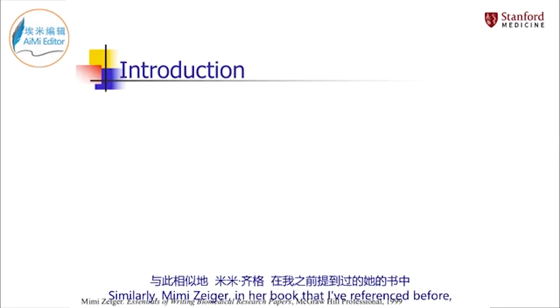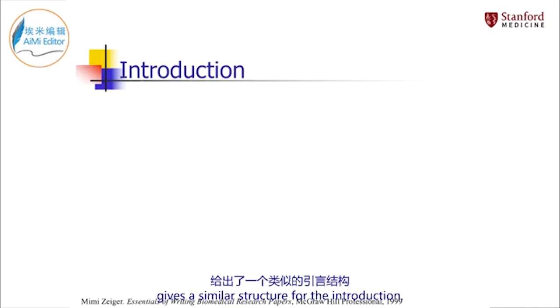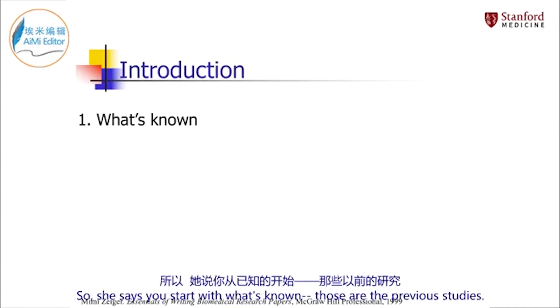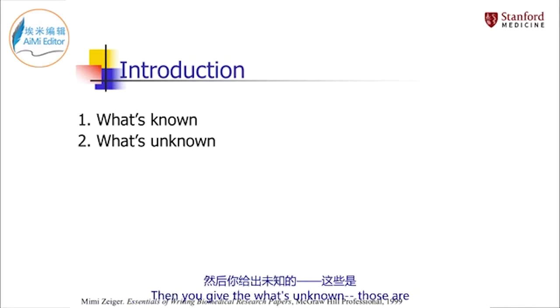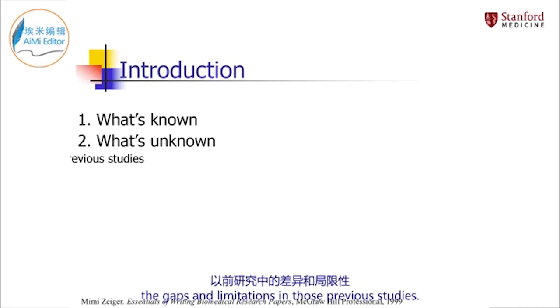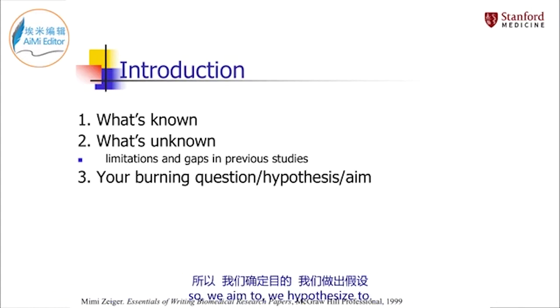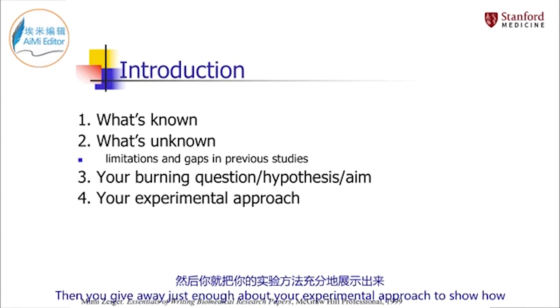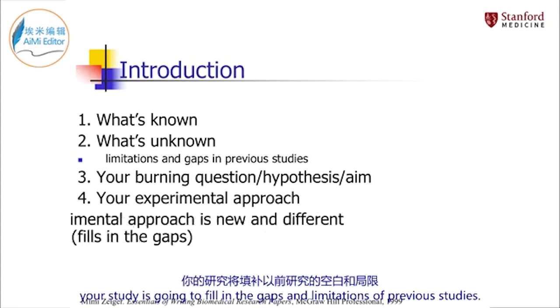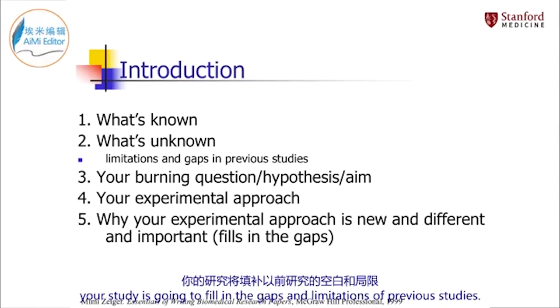Similarly, Mimi Zeiger, in her book that I've referenced before, gives a similar structure for the introduction. So she says you start with what's known. Those are the previous studies. Then you give the what's unknown. Those are the gaps and limitations in those previous studies. And then you move into the specific question or aim or hypothesis of your study. The we aimed to, we hypothesized to. Then you give away just enough about your experimental approach to show how your study is going to fill in the gaps and limitations of previous studies.